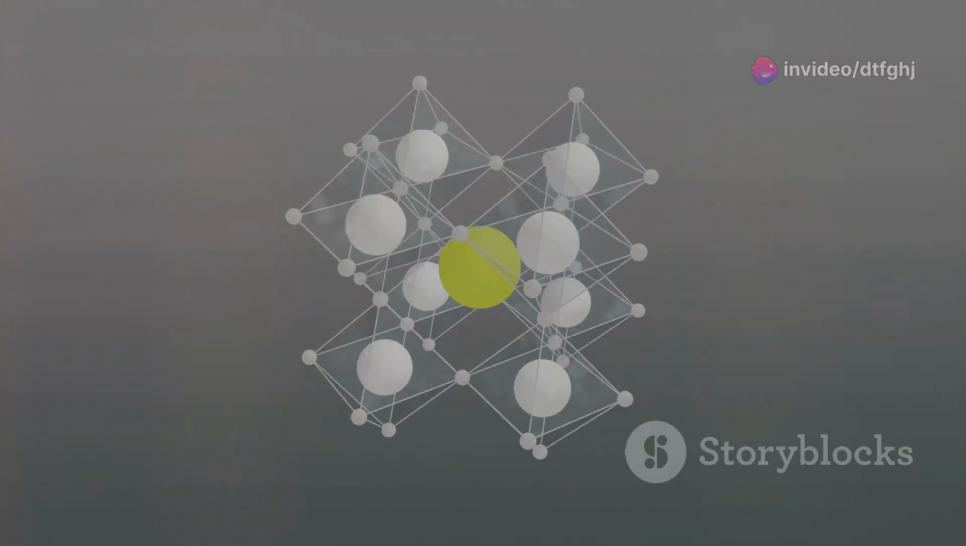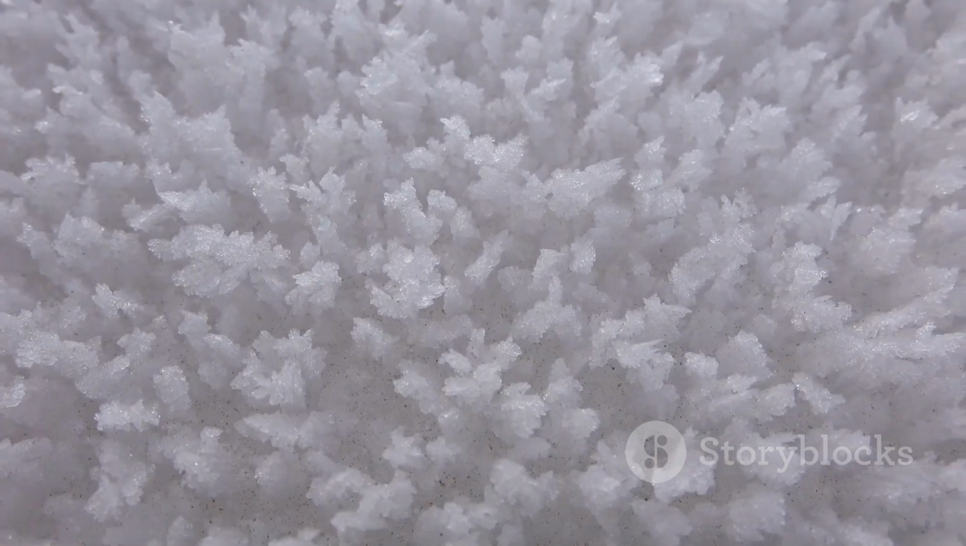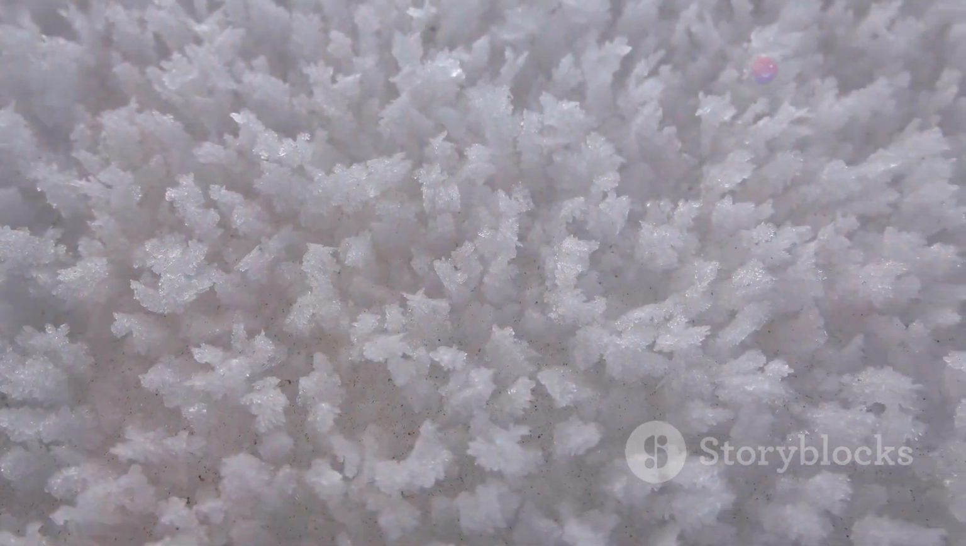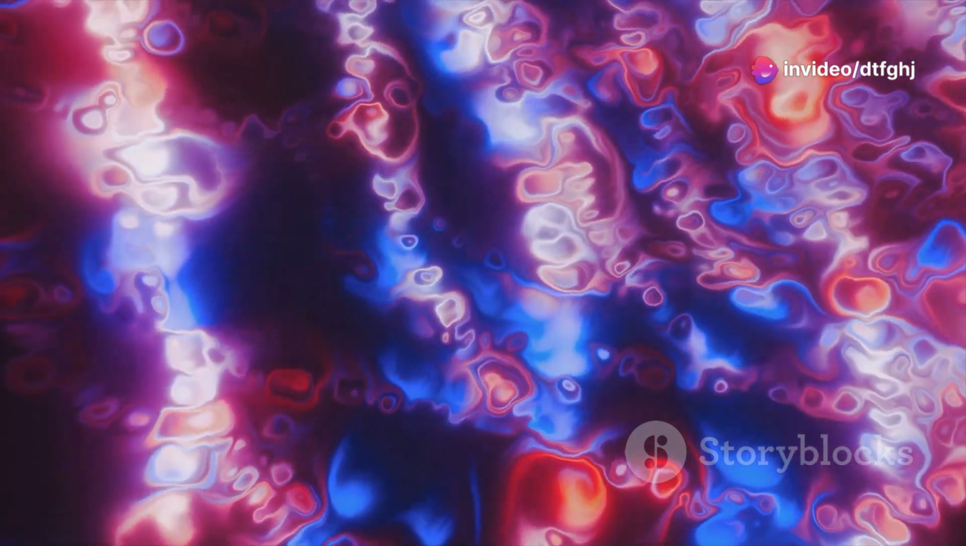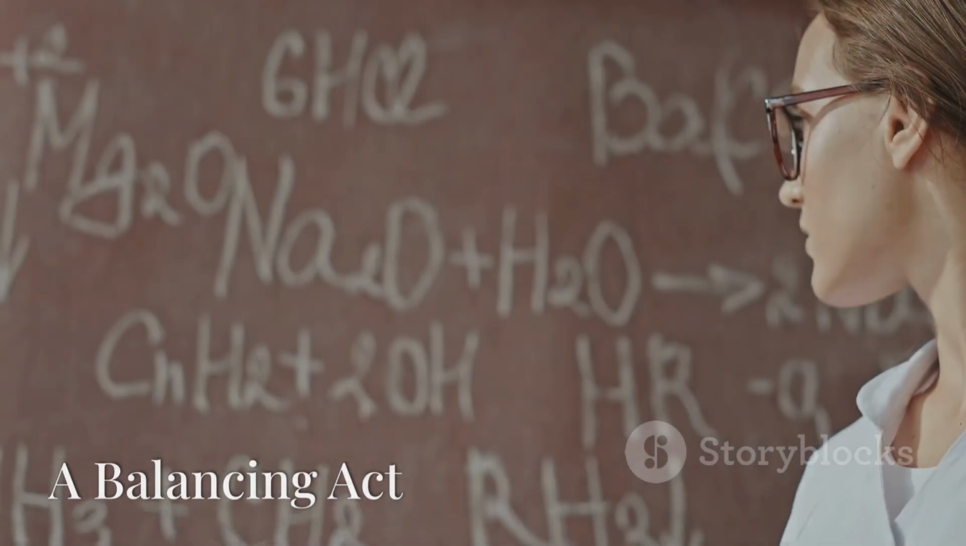This value depends on several factors, including the type of metal ion, the nature of the ligands, and the geometry of the complex formed. Understanding delta naught is crucial because it directly influences a complex's properties, such as its color, magnetism, and reactivity.